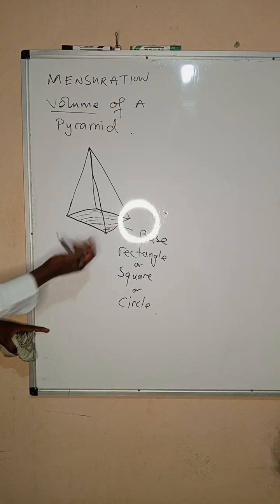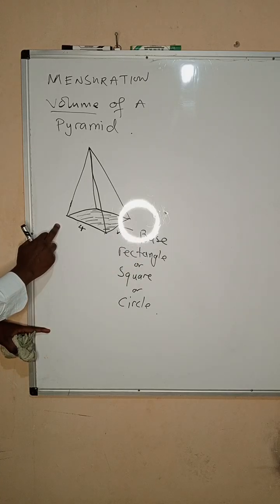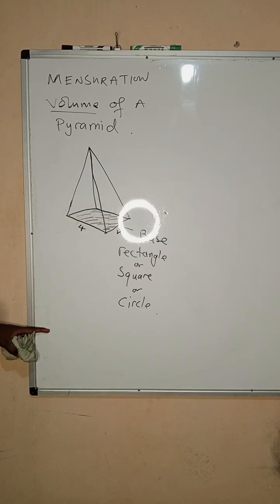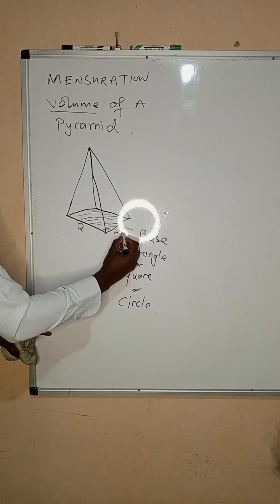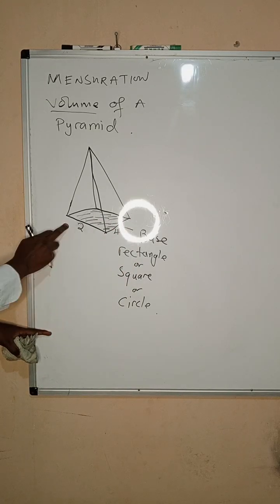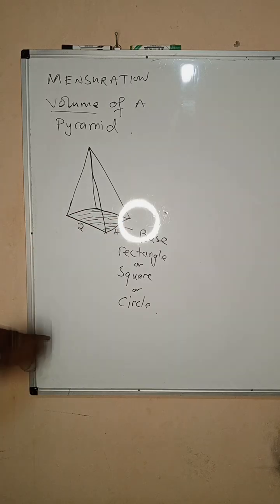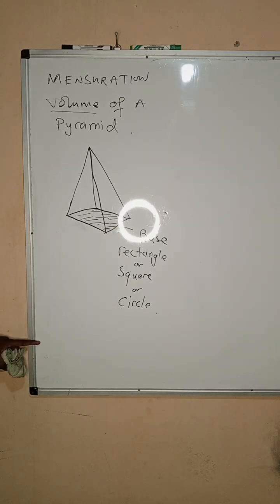If the length here is the same, for example, if here it is 4 and here is also 4, it means this is a square, because a square has got equal sides. 4, 4, 4, 4. So it's a pyramid with a square base. But if, for example, here it is 2 and here it is 4, this is a rectangle. Remember a rectangle, one of the sides is longer, the other one is shorter. So the base is a rectangle.